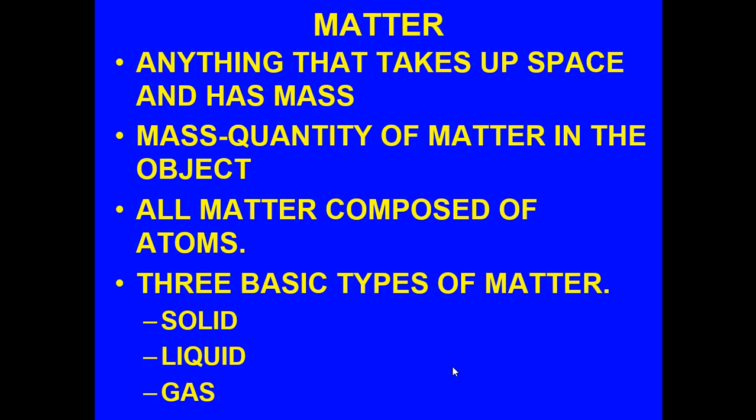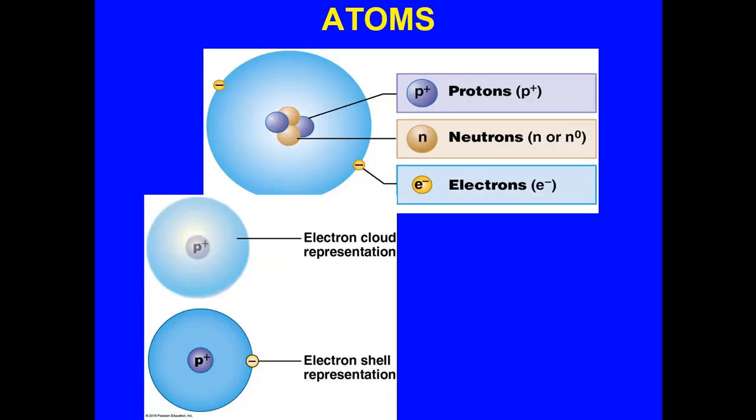You can have a 200-pound person and they would be approximately somewhere in the range of about 35 pounds on the moon. That's because the moon has 1/6 the gravity of Earth. They still have the same mass, okay? The quantity of matter, but the weight would be much different. Now, all matter is composed of atoms. We know that, and we'll go into that. There are three basic types of matter: solid, liquid, and gas.